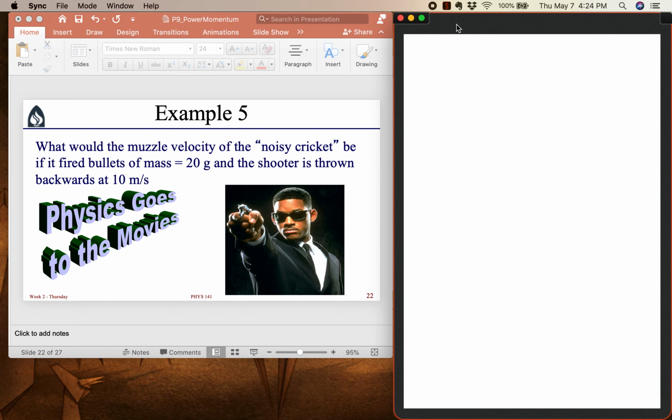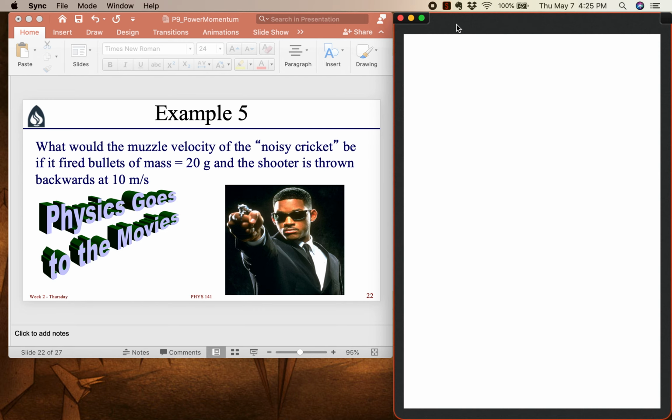So in this example, we want to answer the following question. What would the muzzle velocity of the noisy cricket be if, instead of involving some advanced alien technology, as it obviously did, it fired bullets of mass 20 grams and the shooter was thrown backwards at 10 meters per second? So to solve this problem, we want to be able to conserve momentum.